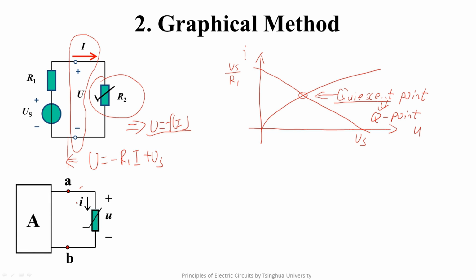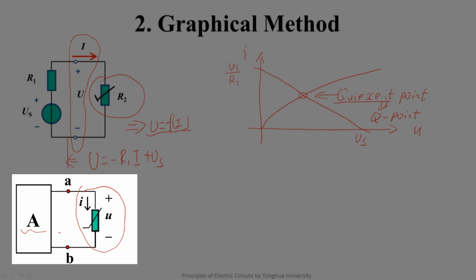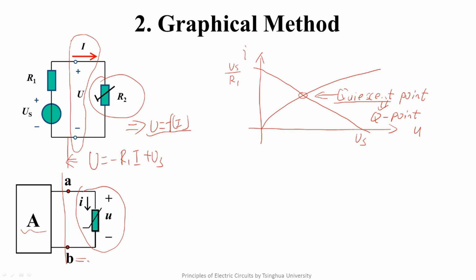If such a nonlinear resistor is connected with a complex one-port network which contains independent sources, dependent sources, and linear resistors, what do we do? If you can remember that seeing from here to the left, they can be equivalent to a Thevenin circuit, that means your previous study is effective. Yes, for the left one-port network, we can substitute it with a Thevenin circuit consisting of UOC and Ri. Then we get an equivalent circuit like this. So the graphical method can still be applied.